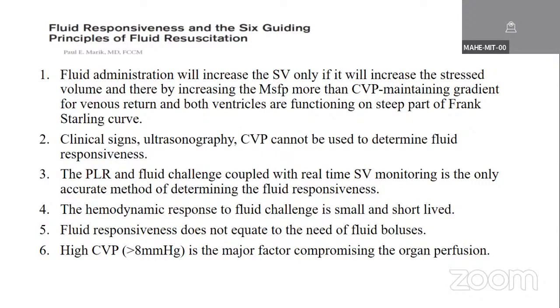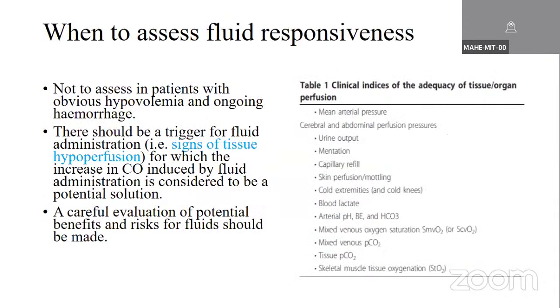It doesn't mean that if you do it now it lasts for many hours. Fluid responsiveness does not equate to the need for a fluid bolus. There are many patients or normal people who are fluid responsive. That doesn't mean everyone requires fluid boluses. Only in patients who have decreased tissue perfusion or acute circulatory failure do we need to give a fluid challenge. High CVP is a major factor compromising organ perfusion. It is shown that high CVP increases renal venous pressure, causing a decrease in renal blood flow and can cause AKI. He has demonstrated that also.